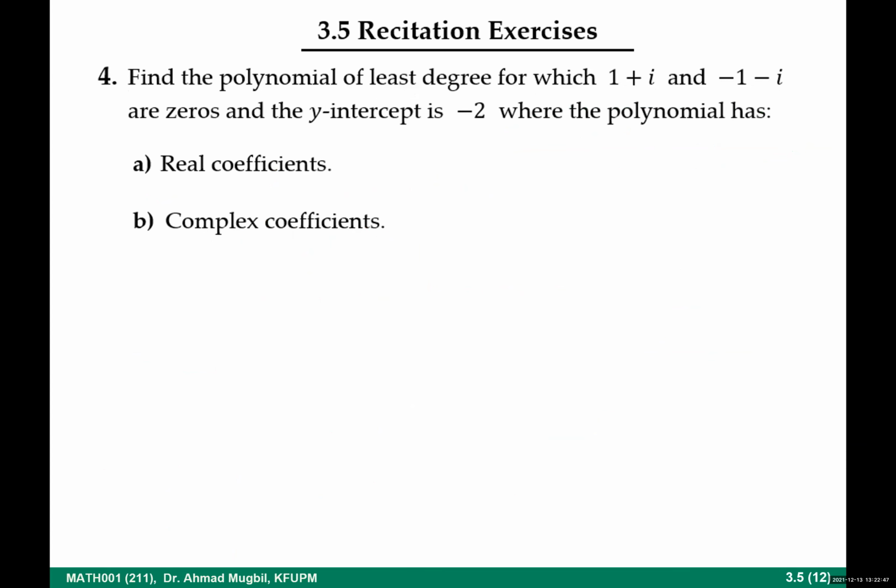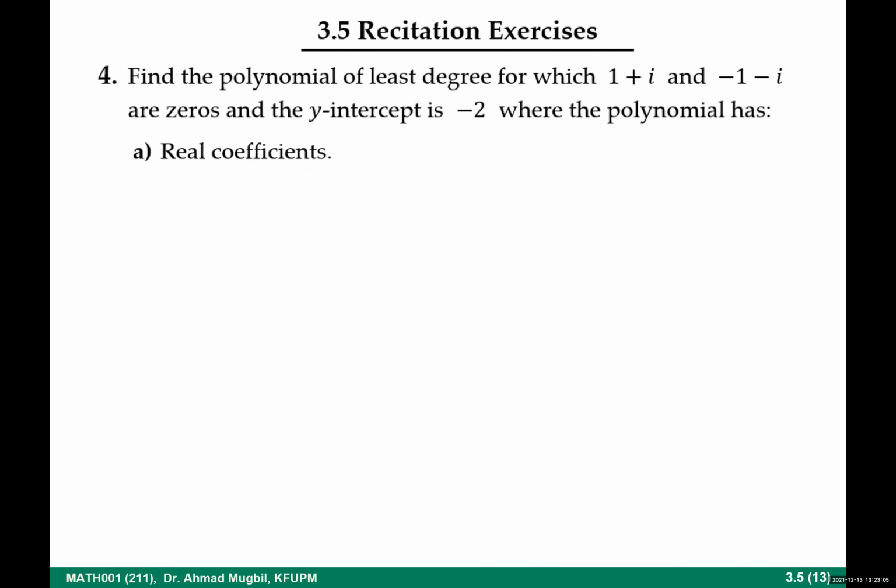Okay. Now let's go to the next question. Read it and try to solve it. In fact, we have here 2 questions, not one. 2 problems, not one problem. Let's solve it one by one. Let's start with this. Find the polynomial of least degree for which 1 plus i, negative 1 minus i are zeros, and the y-intercept is negative 2, where the polynomial has A, real coefficients, B, complex coefficients.